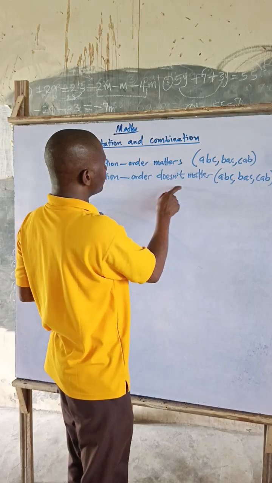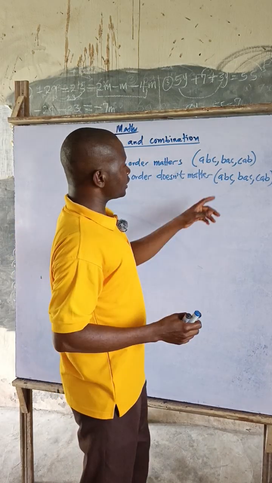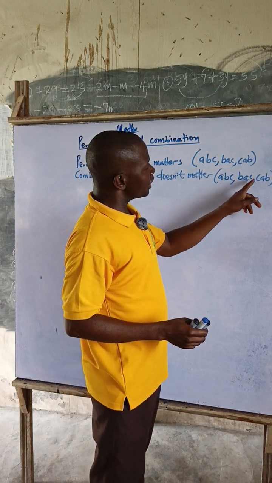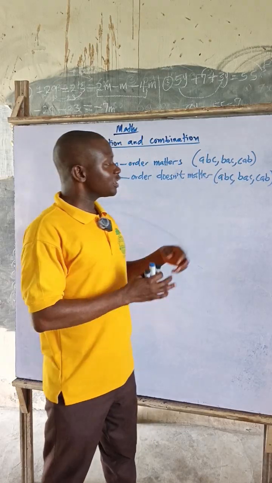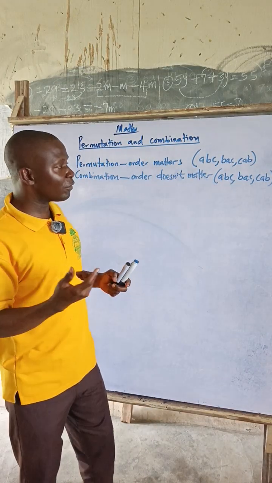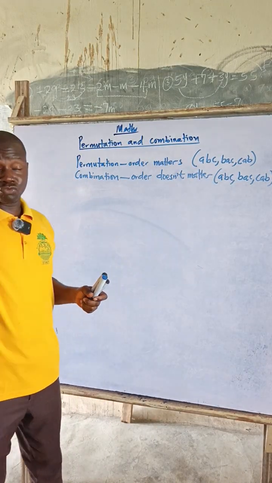But when it comes to combination, the order doesn't matter. So A, B, C, B, A, C, C, A, B: because each arrangement consists of the same letters, they will be counted as one.